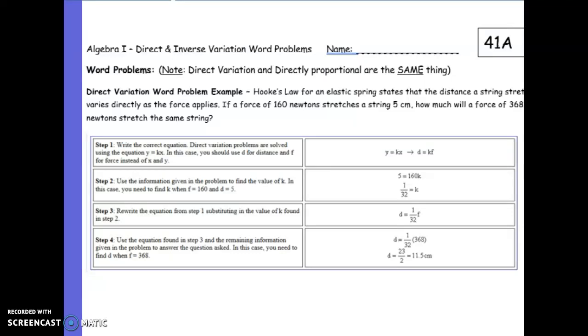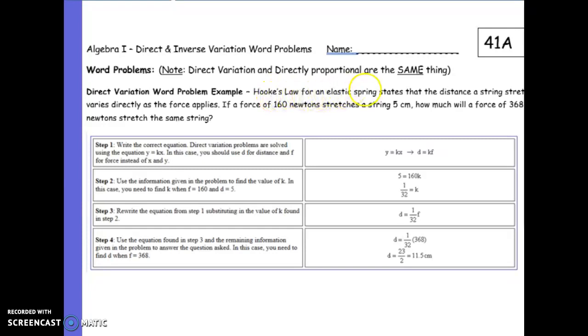Today we're going to take what we learned last class when we learned about direct and inverse variation, and we're going to add in some word problems. Okay, the first one is a direct variation word problem. It's going to be important that you have a highlighter because I find it's easier to keep organized when you have a highlighter with a word problem.